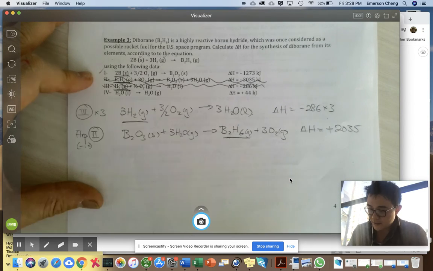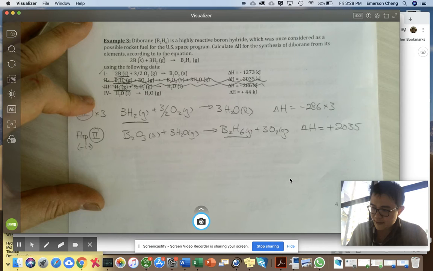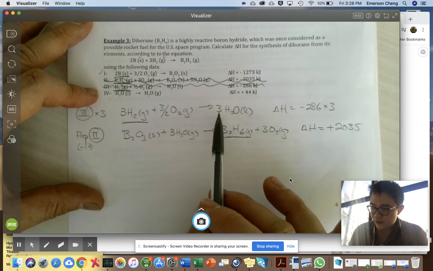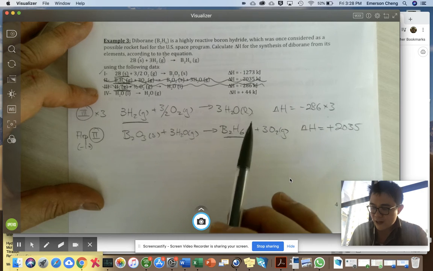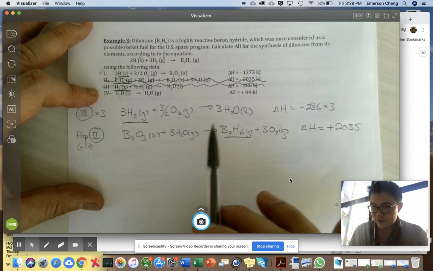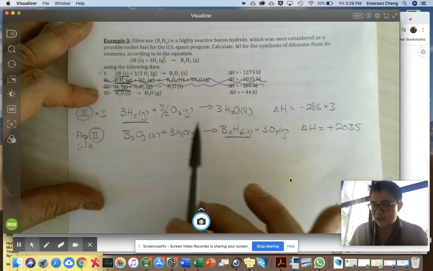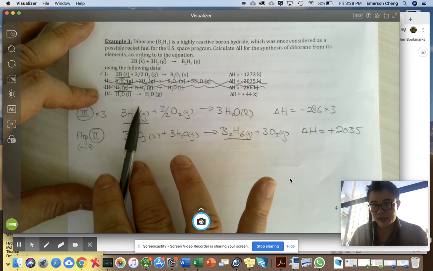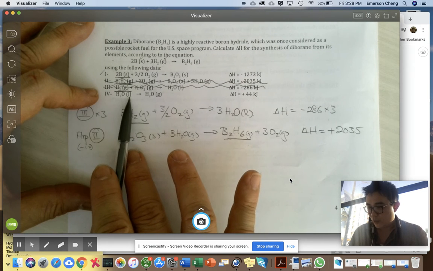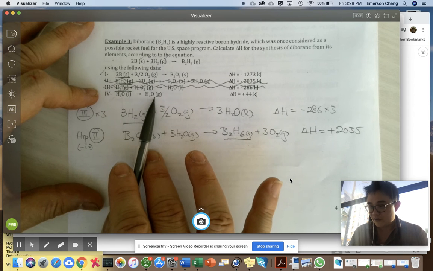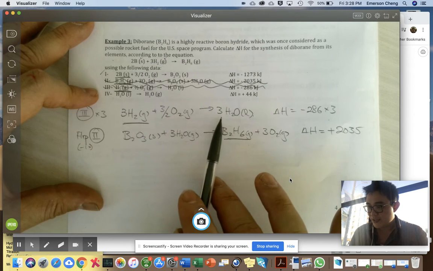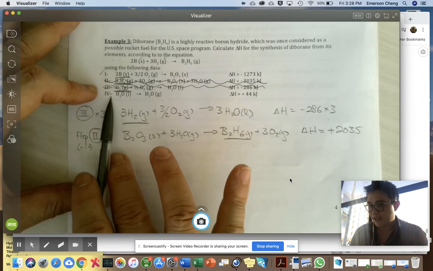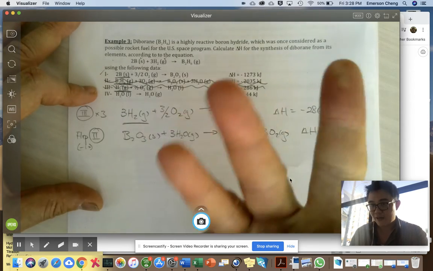Now, last but not least, this equation. When you look at this here right now, you have 3 water, liquid. You cannot cancel, even though they're the same compound, because they're a different state. You can't just cancel it like that. So this is where this fourth equation comes in handy. You have liquid water, you have water vapor. But you need 3H2O, so you need to multiply this equation by 3 again.